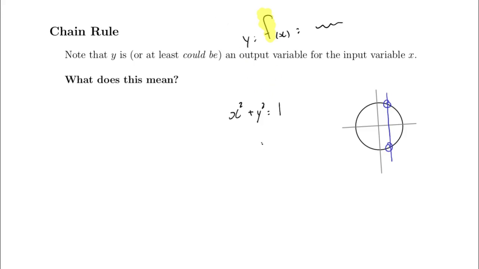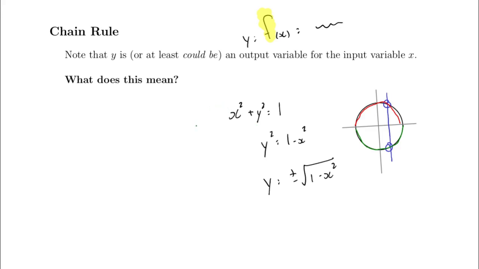If you try and solve for y, you're going to get y squared equals 1 minus x squared, and that means y is going to be plus or minus the square root of 1 minus x squared. You actually get two functions. One of them is this upper square root of 1 minus x squared, and the other is this lower square root of 1 minus x squared. So this is an example where we could split this up into multiple functions, but you might not always actually get a function.